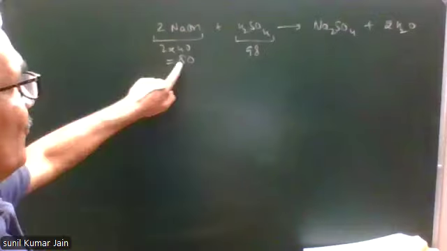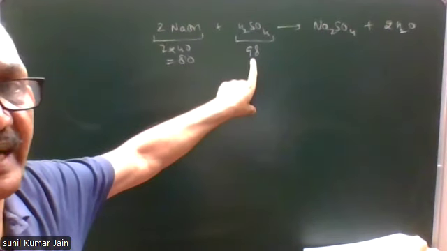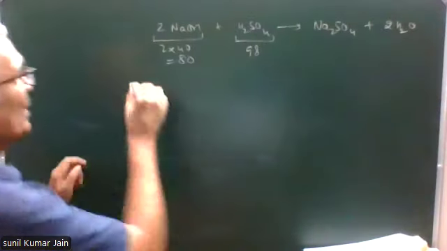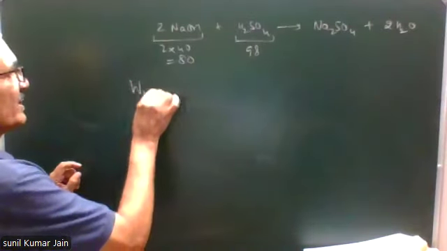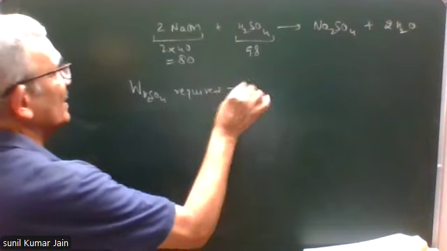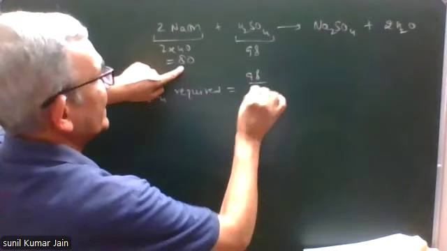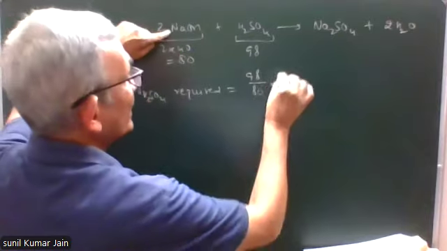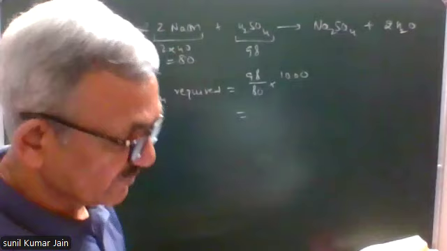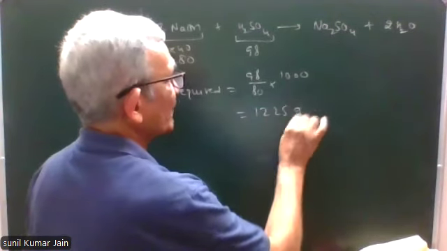It means for 80 grams of NaOH, the sulfuric acid required is 98. For 1 kilogram, how much we need, that we can calculate. So the weight of sulfuric acid required: for 80 we need 98. For 1 we need 98 divided by 80. For 1 kilogram we need this much. When we calculate, this will come out to 1225 grams.